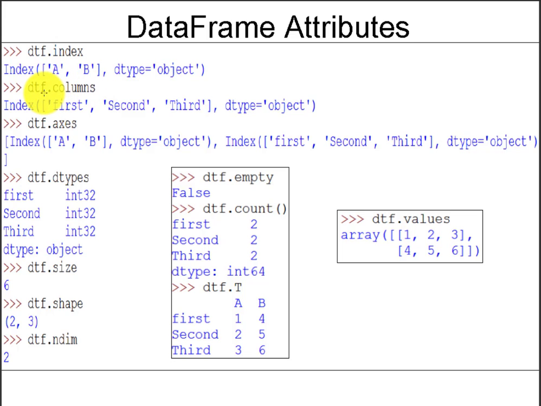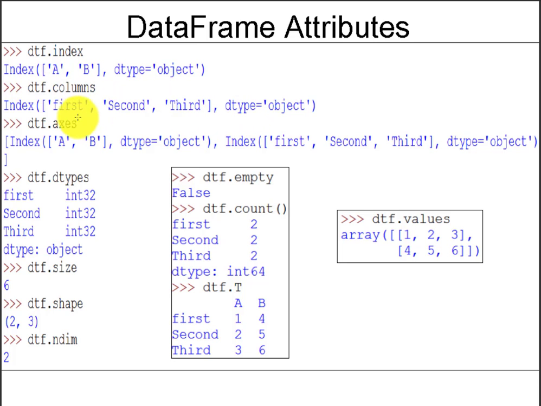Next, if you want to see the columns of your data frame, once again you write the data frame object name, DTF dot columns. This command will return all the columns available in the data frame. The columns are first, second, third. So these are the columns in the DTF object.